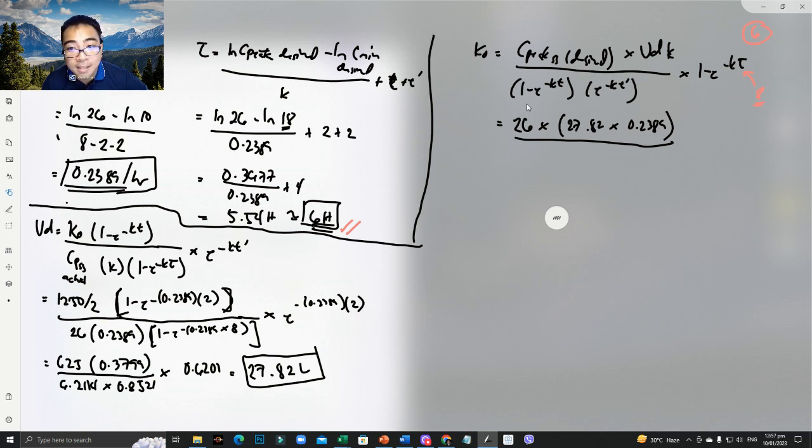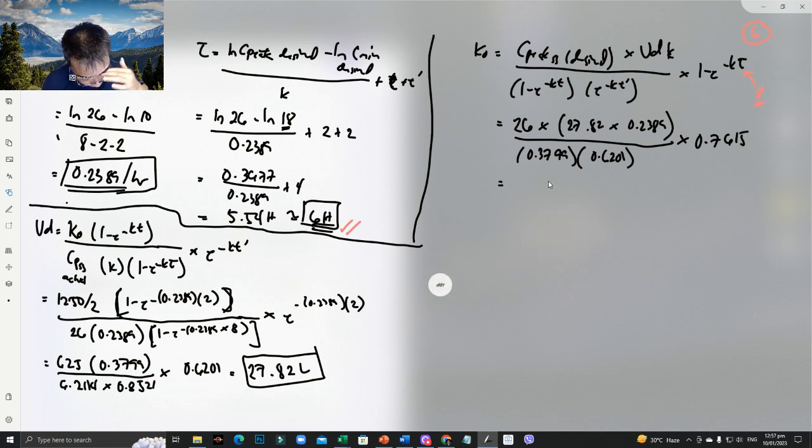Okay, class, ano ko na ito? Didiretso ko na lang, 0.3799 times 0.6201 times 0.7615 equals. Okay, so pag kinombine ko na yung ito lahat, kaya tuloy ko na.